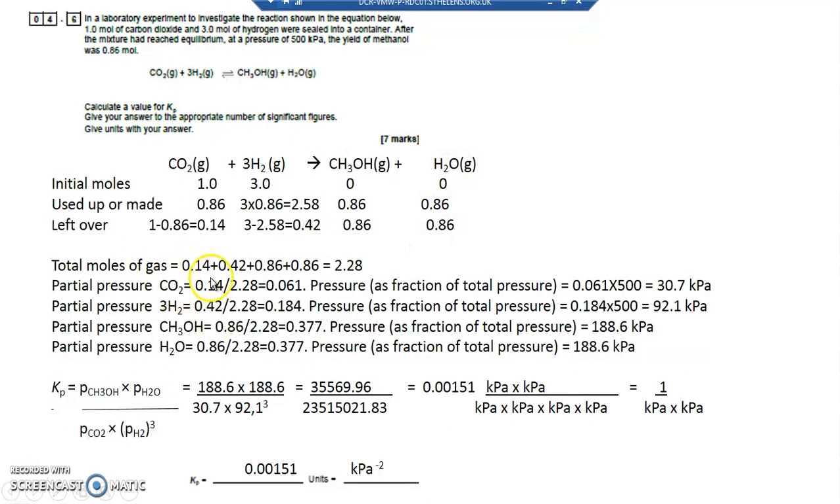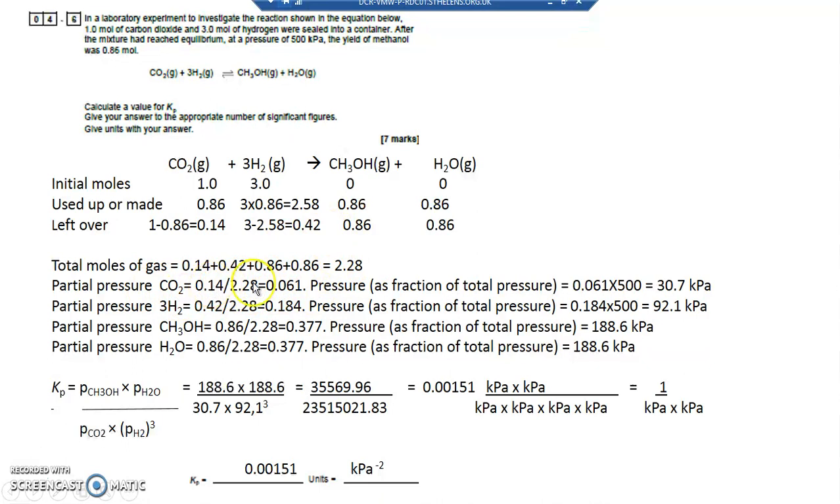So what I actually do is, for pressures, for concentrations, I take the amount and I divide by the volume. So the total volume is 2.28. When I add up all of the volumes of each of these, or numbers of moles of each of these, that equates to volume as well. So number of moles can equate to the volume. So total moles of gas, 0.14, 0.42, 0.86, 0.86, 2.28 moles of gas.